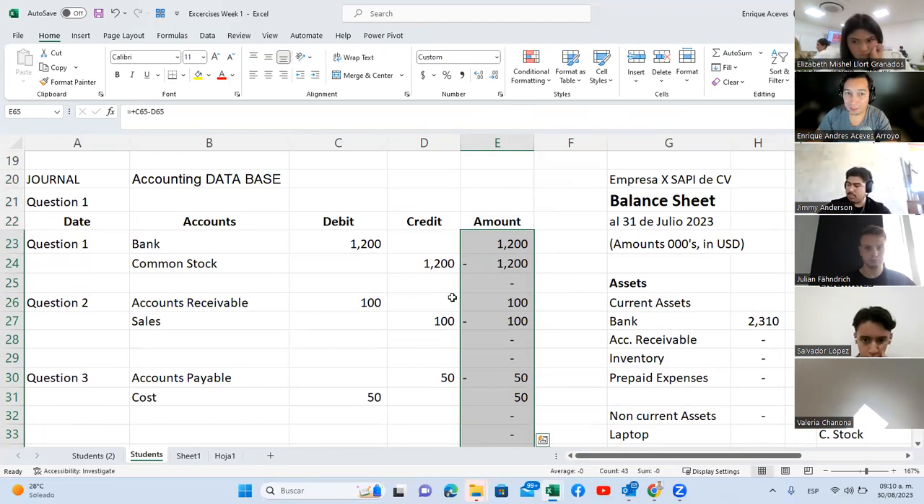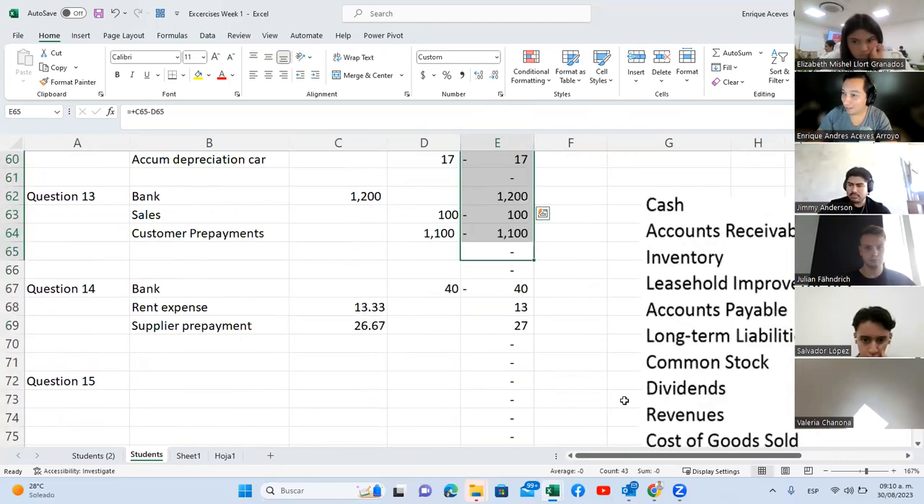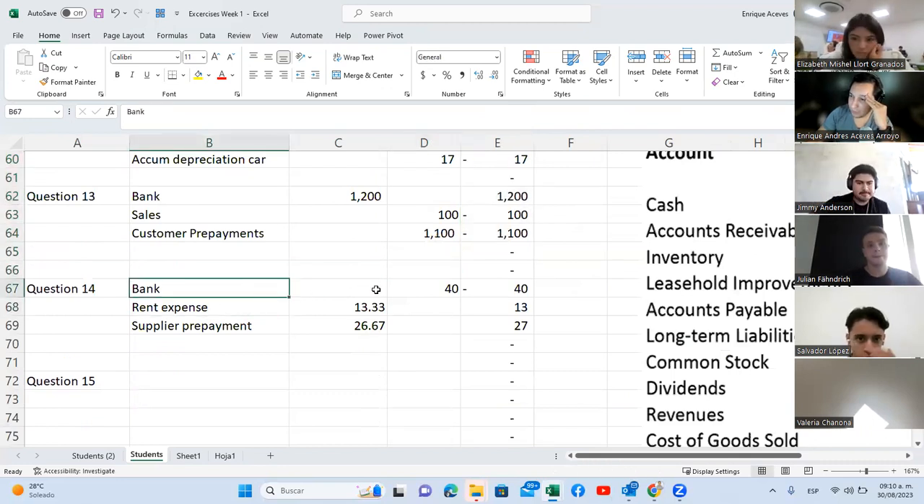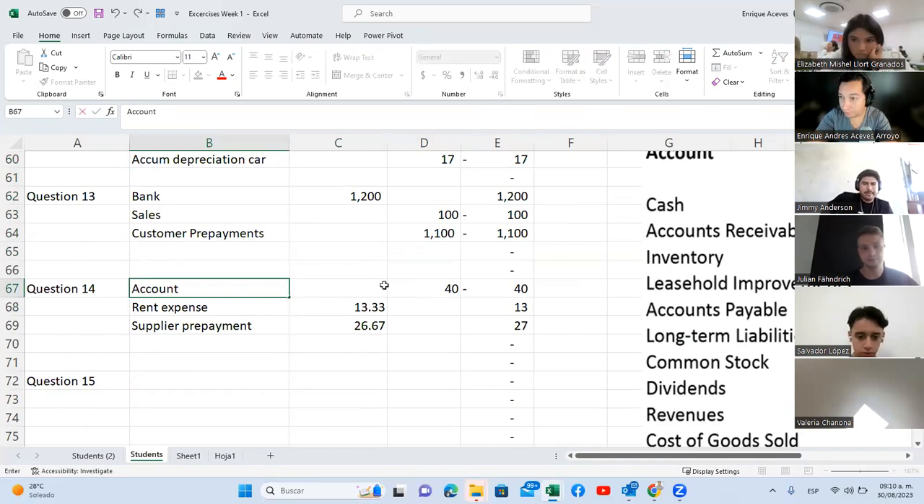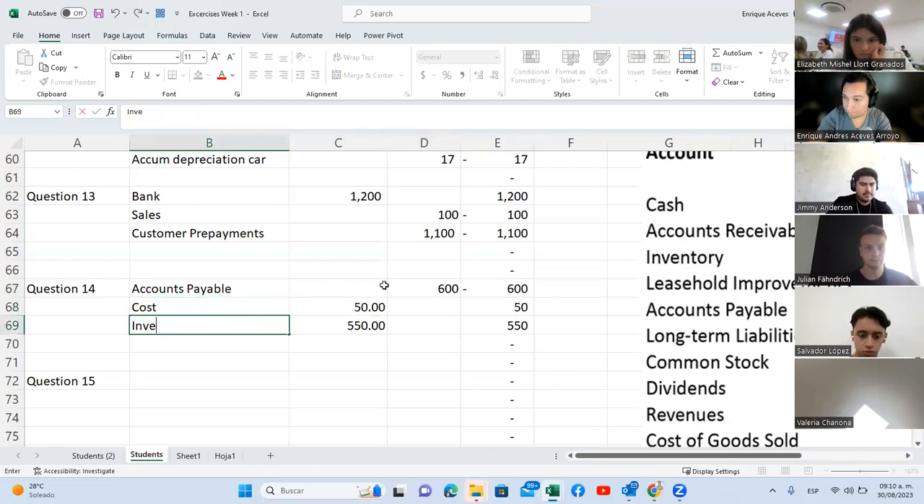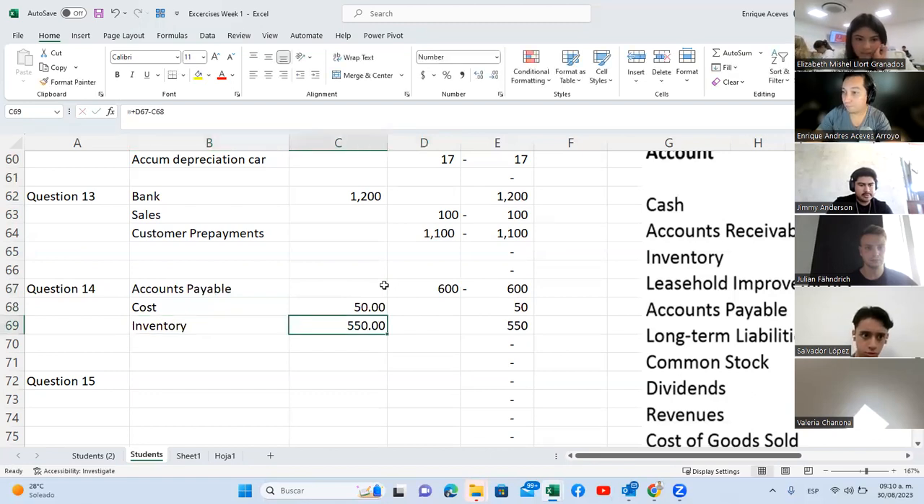When you hear that your accounting doesn't balance, it's because your journal entries won't get to zero. Okay, bank account. No, we said it's accounts payable, no? Accounts payable. How much? 600. Cost 50. And asset inventory, yes. ¿Alguna duda con este registro, chicos?